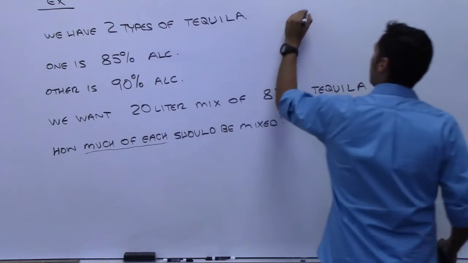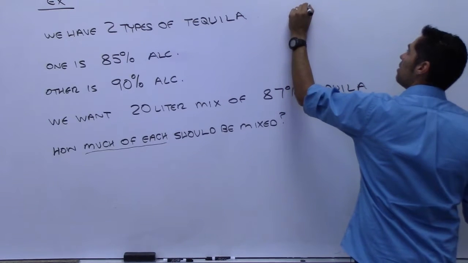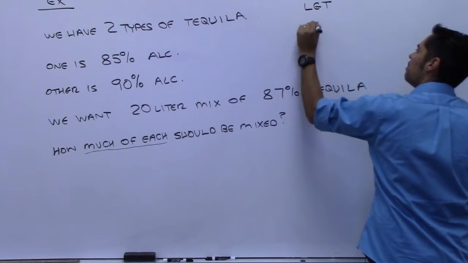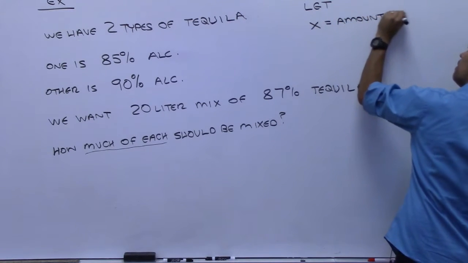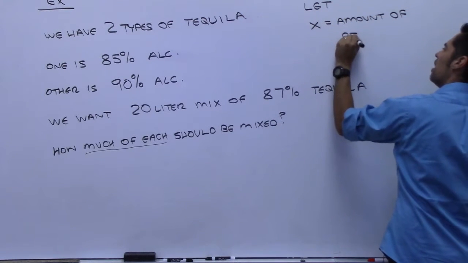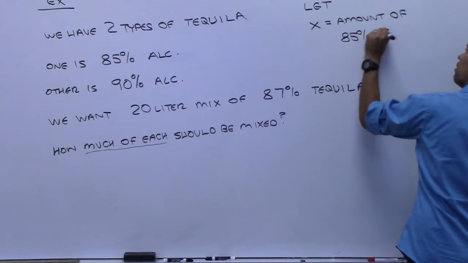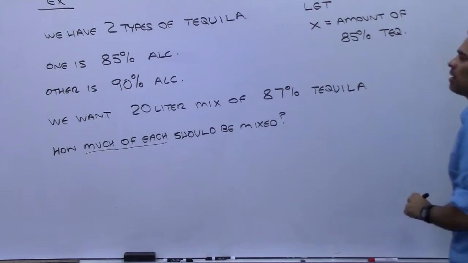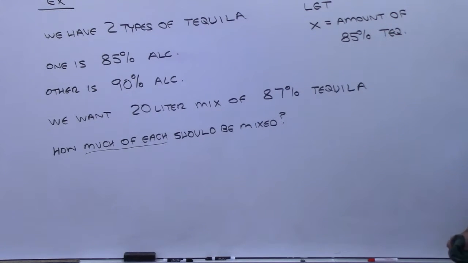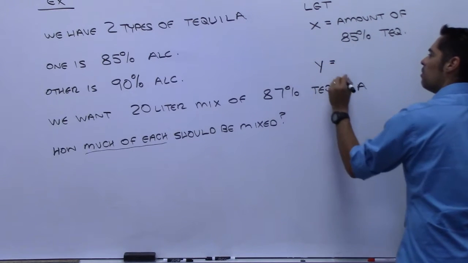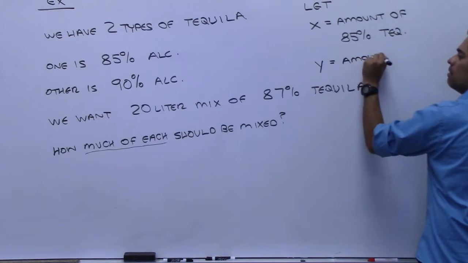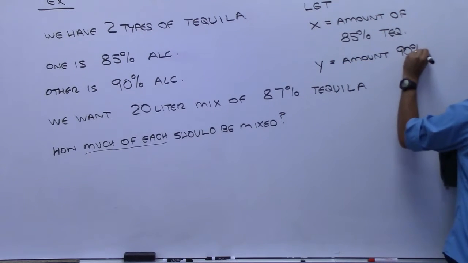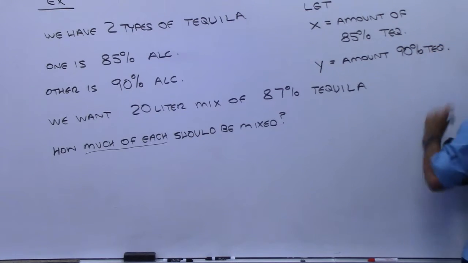Well, let's first define the variables. Let X be the amount of 85% tequila that we're going to have. It's how much of it we need to pour in. Let Y be equal to the amount of 90%, right? Understand what I'm doing? Yes.